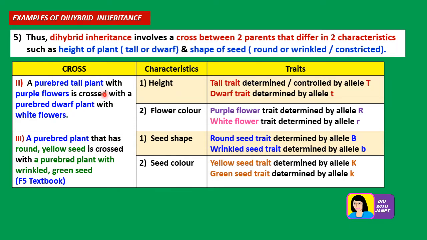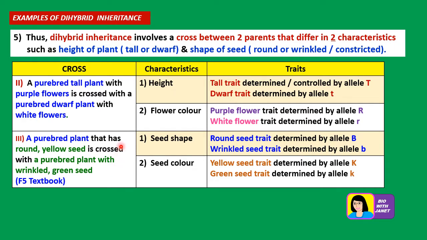A purebred tall plant with purple flowers is crossed with a purebred dwarf plant with white flowers. We've discussed this already in the previous slide. The characteristics are height and flower color, and you have the 4 alleles here. Tall trait is determined by allele big T, which is dominant, and dwarf trait by allele small t, which is recessive. Purple flower trait is determined by allele big R, which is dominant, and white flower trait by allele small r, which is recessive.